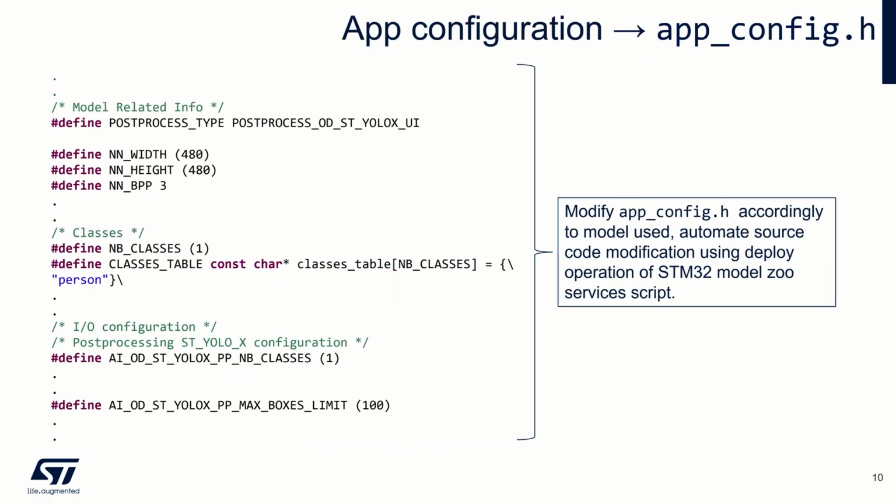A very important point, as already mentioned, is the app_config.h configuration header file. So in this header file, we are configuring the supported model. So not only the model itself, like here, ST YOLO-X UI, but also the input picture resolution, also the number of classes, the names of classes, for example, the maximum number of boxes of the detection frames to be displayed, etc. I would like to highlight here that especially the post-processing parameterization is relevant for a given model.